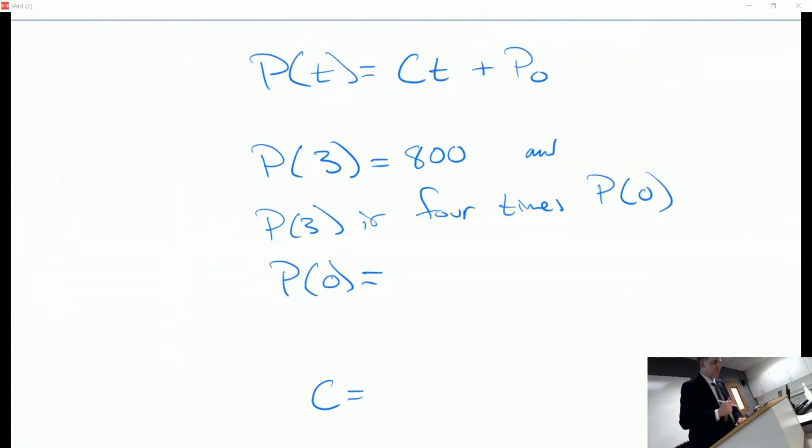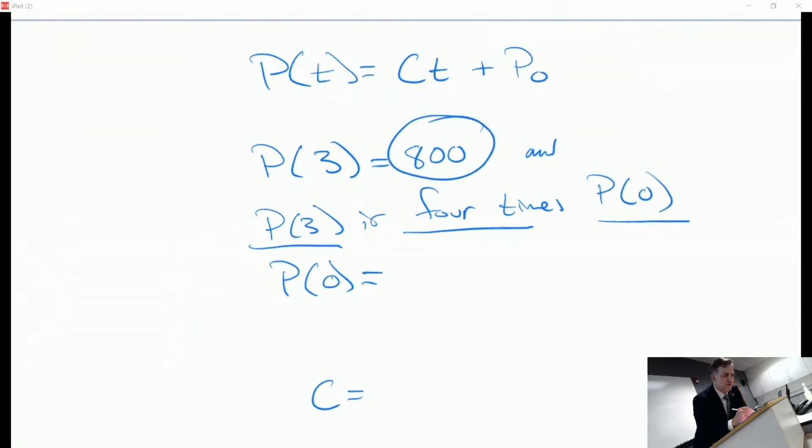All right, let's get the P of 0. That one's the easy one. Caitlin, do you know what P of 0 is for this one? No. So P of 3 is 4 times P of 0. Here's P of 3. That's 4 times P of 0. So what's P of 0? You just divide by 4. Yep. 200. Yeah, it was too easy. You wanted to do calculus. Don't worry, you'll get to do calculus, but not right this instant.